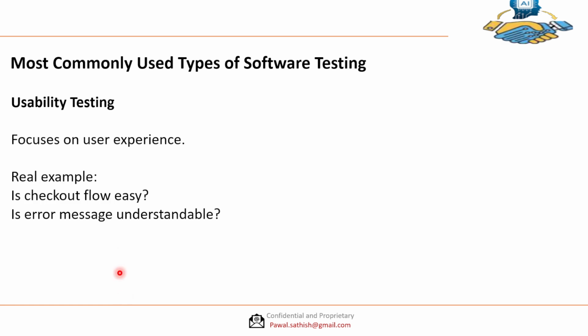The next is usability testing. It focuses on the user experience. It checks whether the flow is easy, and whether the error message is understandable or not. On the UI, all the fields should be visible, the colors should be visible, and even labels should be visible and readable.